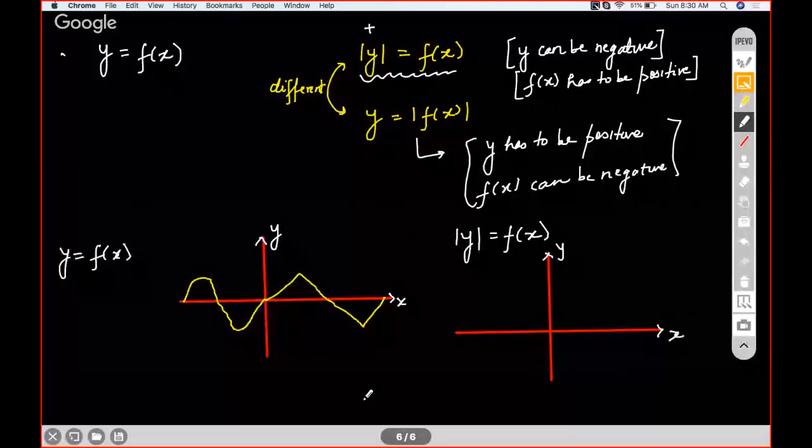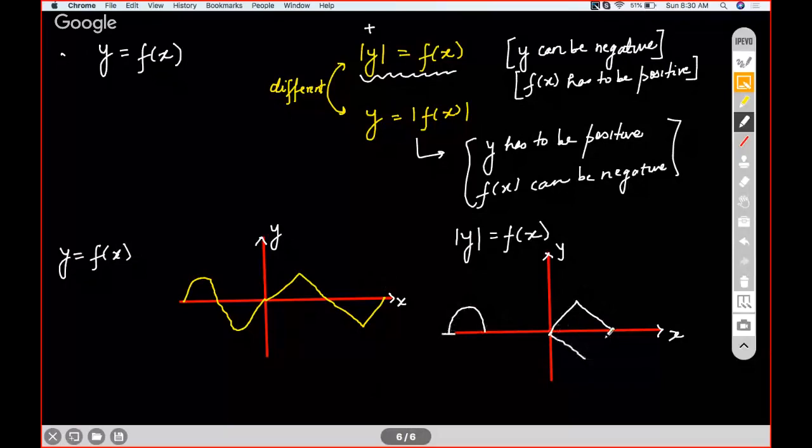Okay, so you're trying to say that I keep only these two, as per my given graph, and just reflect it down like this, right? Yeah. That's absolutely brilliant. Wonderful. That's correct.